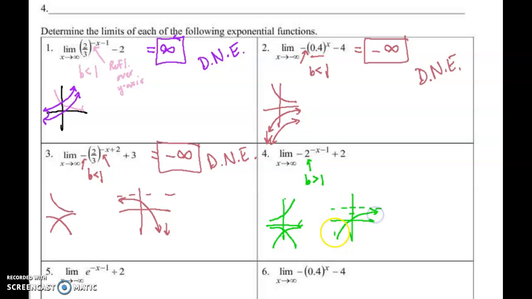This is a very lame picture, by the way. This is not a perfect graph, but all I need to know is the end behavior. As x goes to positive infinity, it's getting closer and closer to the horizontal asymptote. So this answer is 2.